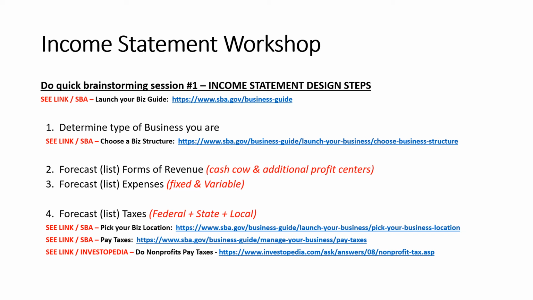You want to go ahead while we've talked on this topic, the different forms of revenue, again, listing that number one revenue generator or cash cow first, and then those additional profit centers. Number three, list all your expenses and separate that by fixed and variable. And then number four, list your taxes, both federal, state, and local. Again, it's based on what type of business you are, but also where your location is. So pick your location, and then these links here will talk about how to pay your taxes. And then last, do nonprofits pay taxes?